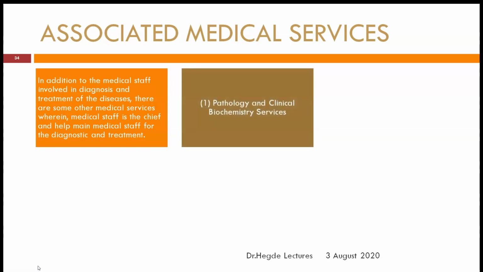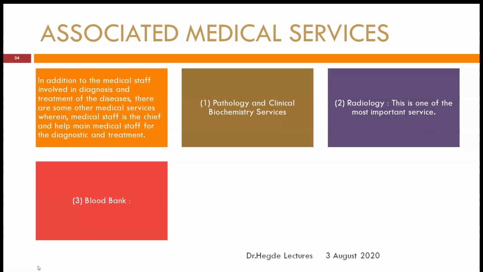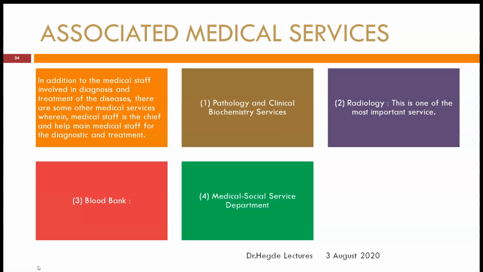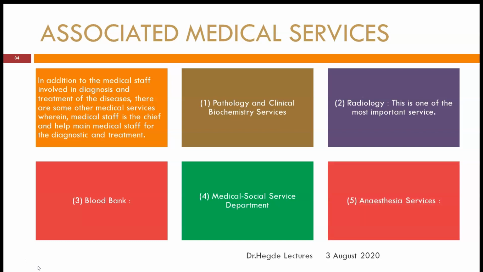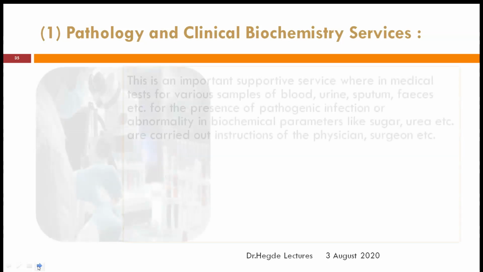The pathology and clinical services, clinical biochemistry services, and radiology. This is one of the most important services. We shall try to understand in the coming slides what it is. Blood bank, how the blood bank is useful. Medical social service department, what it is. And lastly, what the anesthesia services are and their role in the hospital. Okay, we shall understand in a detailed view.